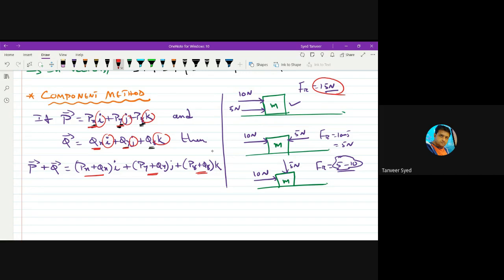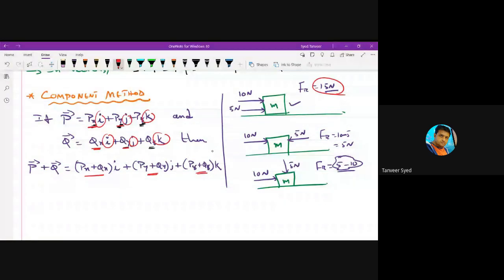If you find two vectors in the same direction, then you can simply add them like scalar quantities. 10 Newton, 5 Newton, same direction: sum is 15. 10 Newton, 5 Newton, opposite directions, you cannot add them normally. 10 Newton, 5 Newton, different directions, you cannot add them normally. Only when two vectors are in the same direction can you add them like scalar quantities.